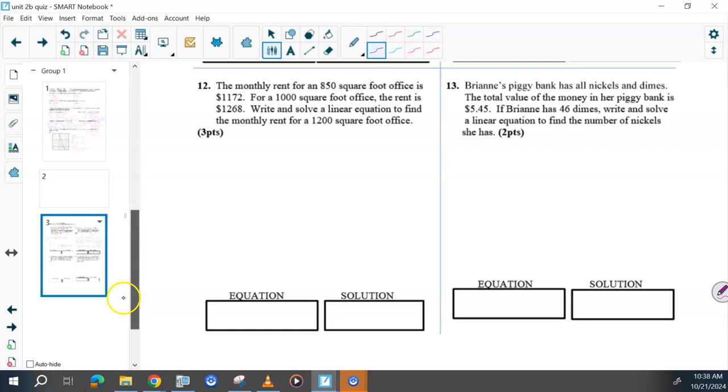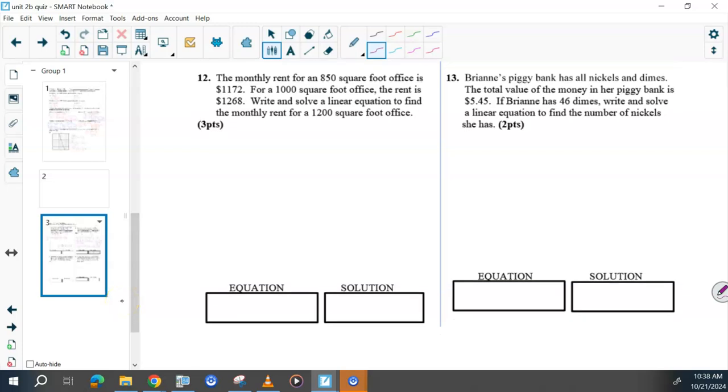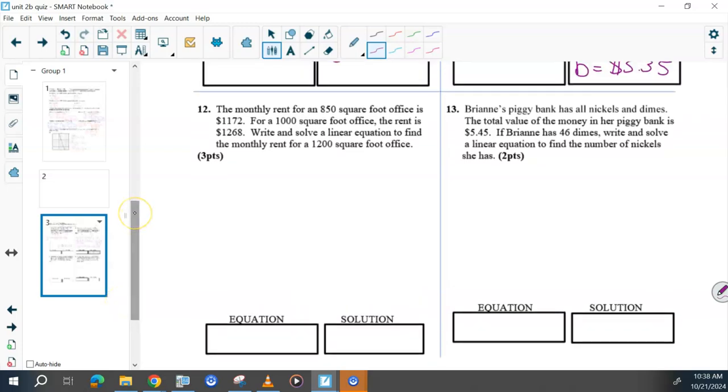Number 12 had a bunch of work that you needed to do, because in this one we were given an x and a y and another x and another y, which means we don't have our slope or our y-intercept, so we had to find our slope first by doing 1268 minus 1172 over 1000 minus 850. Subtract those, I think it was 96 over 150.